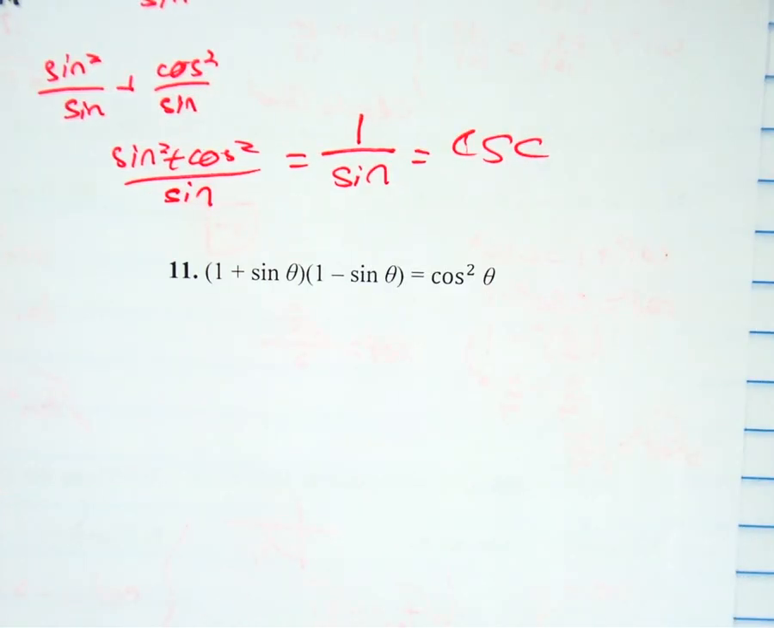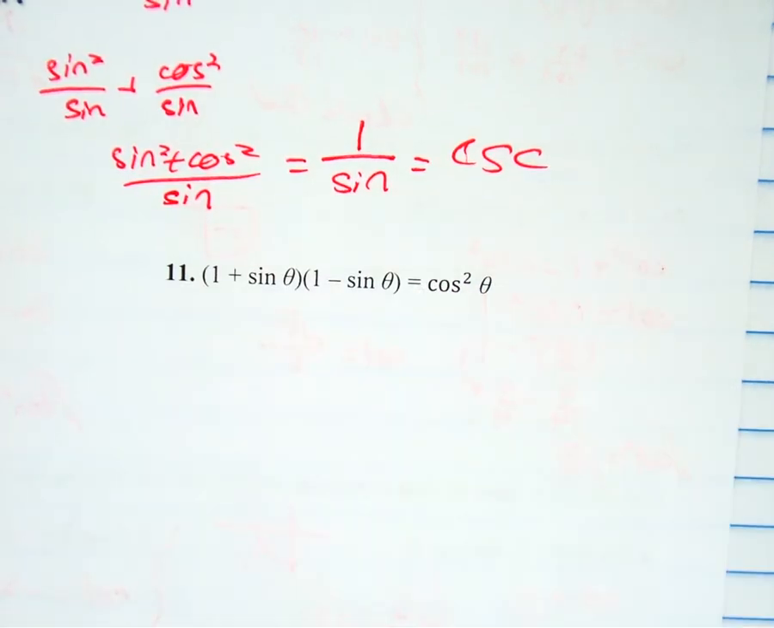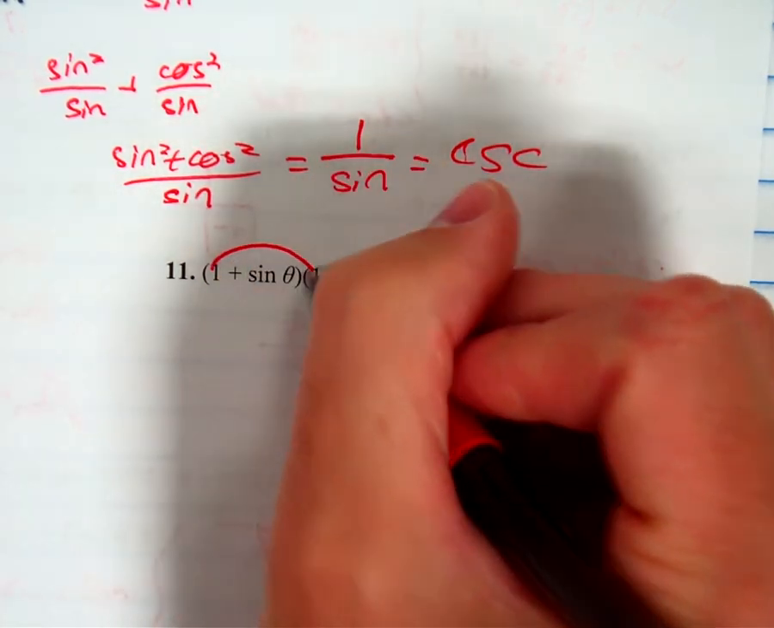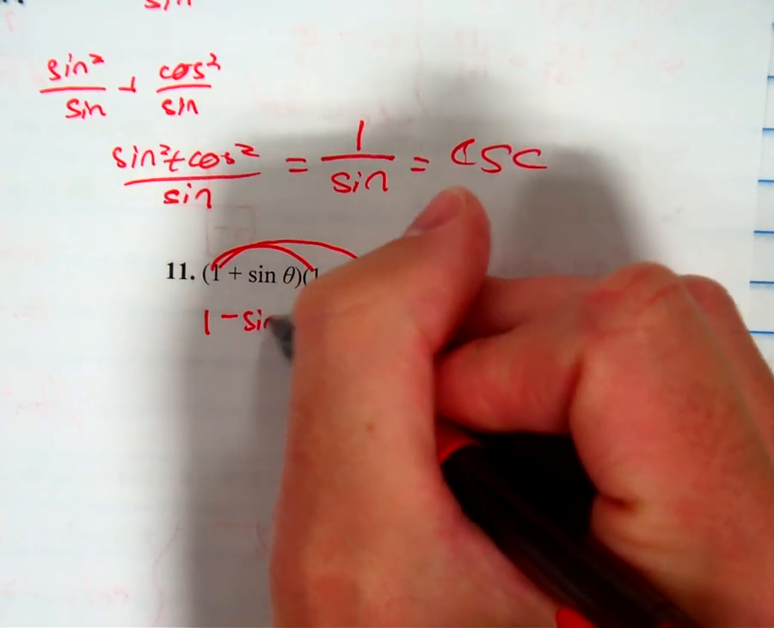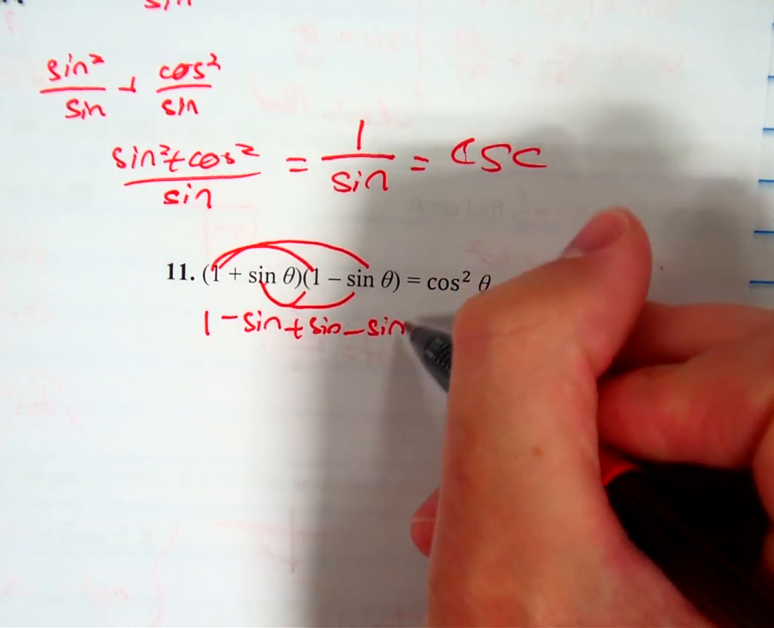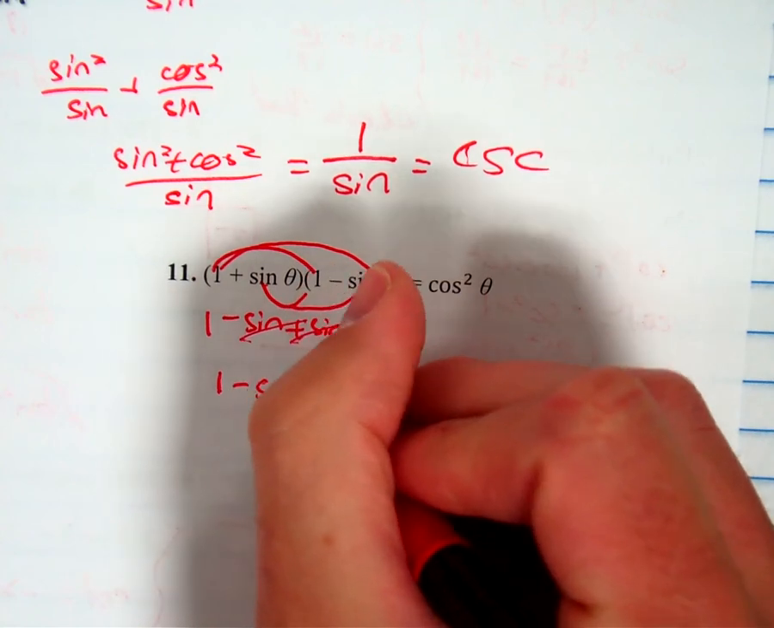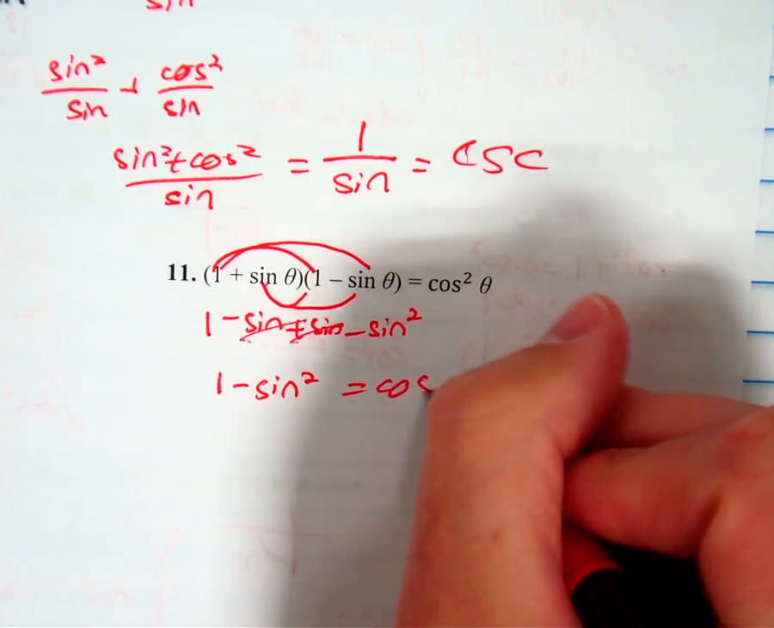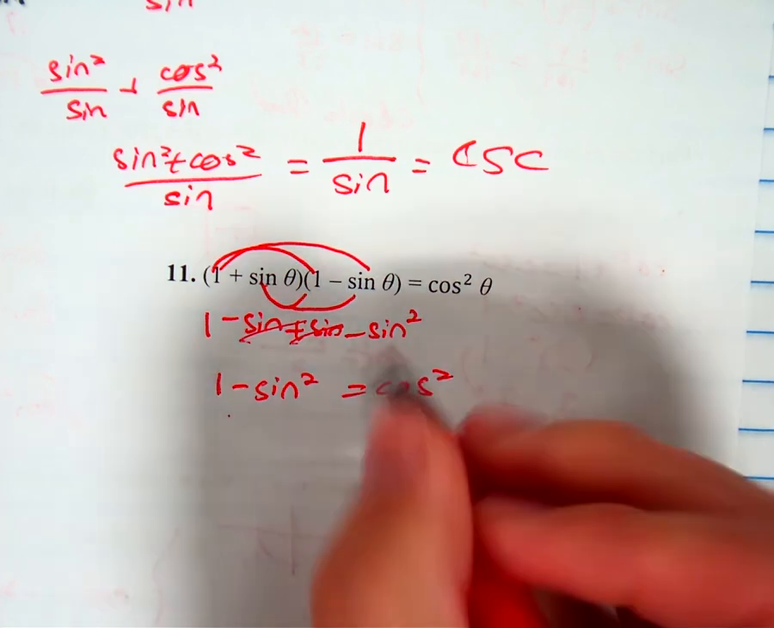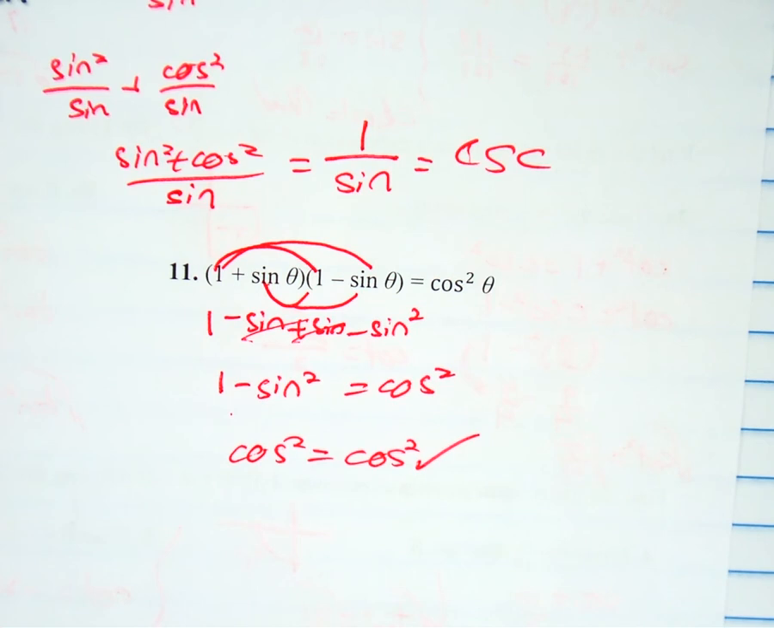1 plus sine times 1 minus sine equals cosine squared. I think we did one like this for the homework. All right, let's FOIL this out. Minus sine plus sine minus sine squared. So the minus sine and plus sine cancel. 1 minus sine squared. 1 minus sine squared is cosine squared. And there we are. We made it. So far, pretty easy. 1 step, 2 step.